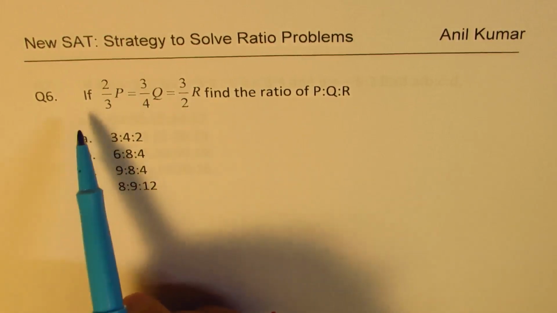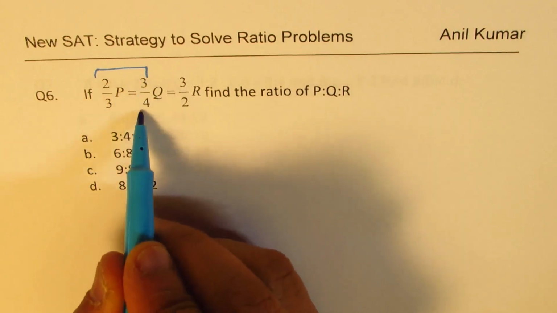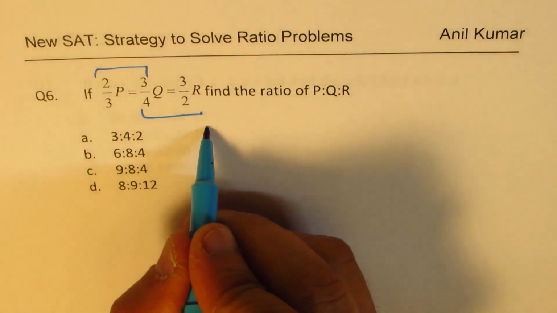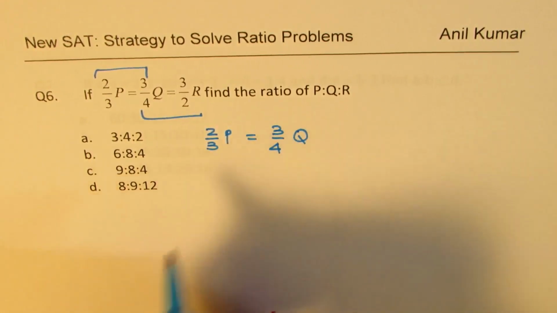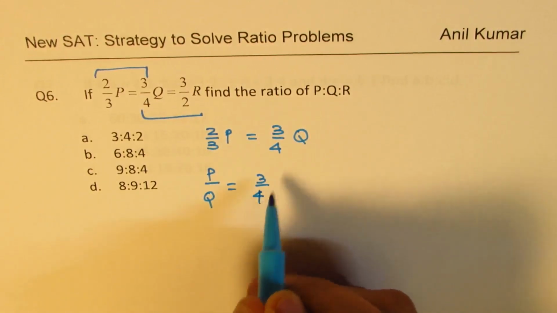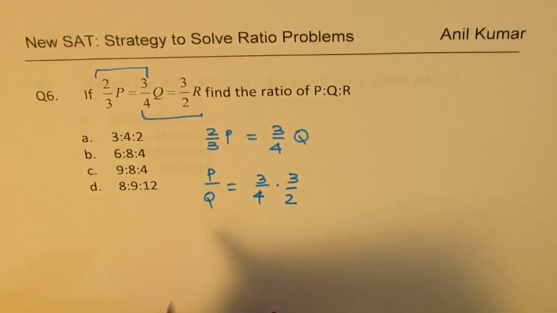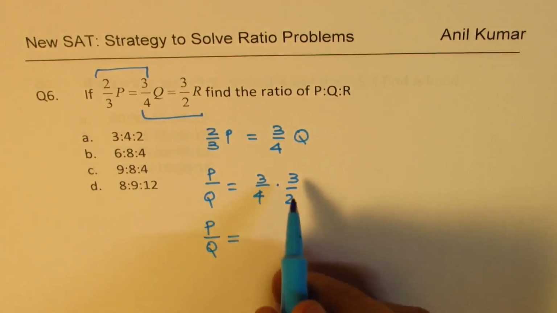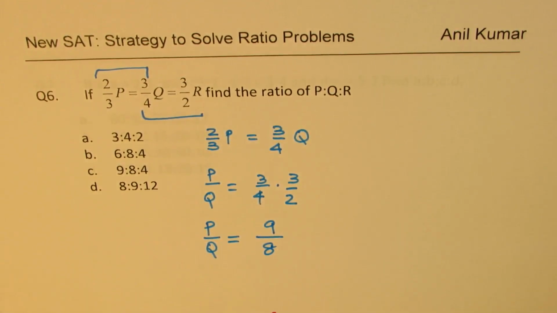Now, question number 6 here is, if 2 over 3p equals 3 over 4q equals 3 over 2r, find the ratio of p, q, and r. So our strategy is to split them into two parts and then work, right? So we have 2 over 3p equals 3 over 4q. Now from here, what is p over q? So p over q will cross multiply, leave 3 by 4 here, and take this 2 over 3 as 3 over 2. Is that clear to you? So we can write p over q as equal to 3 times 3 is 9 and 4 times 2 is 8. So we get one ratio, correct?